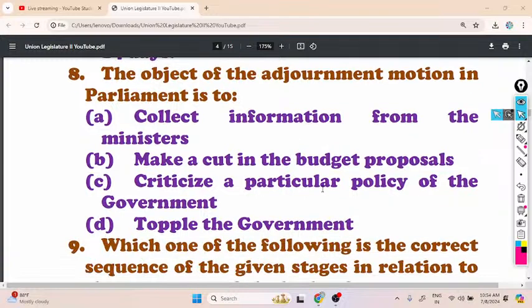So here, if you look at the 4 options available, the first option is not correct. The second option is not at all related to adjournment motion. It is a cut motion, making a cut in the budget proposals. It is called a cut motion. Criticize a particular policy of the government. I think the best answer will be C. Option C will be the answer.